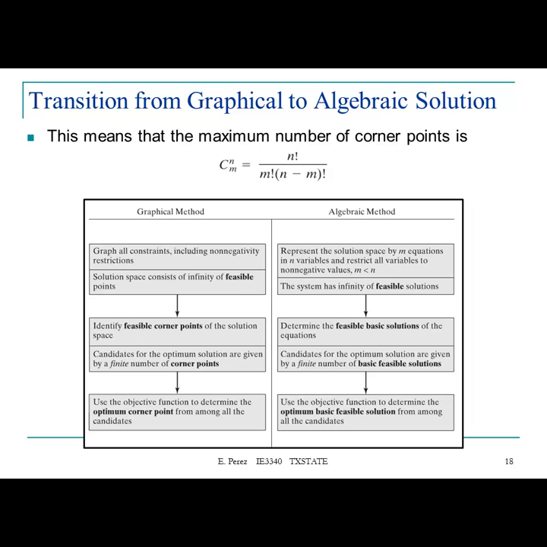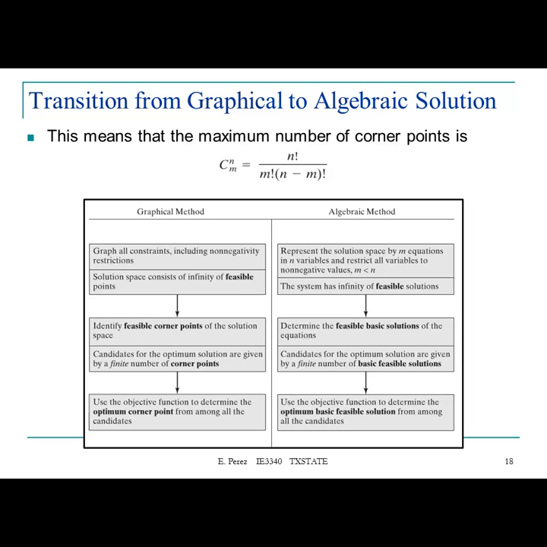In the algebraic method, we determine the basic feasible solutions of the equations, and those correspond to those corner points in the graphical method. And the candidates for the optimal solution are given by a finite number of basic feasible solutions. So as you can see, those two methods are related. And we use the objective function in the graphical method to determine the optimal corner point from among the candidates.